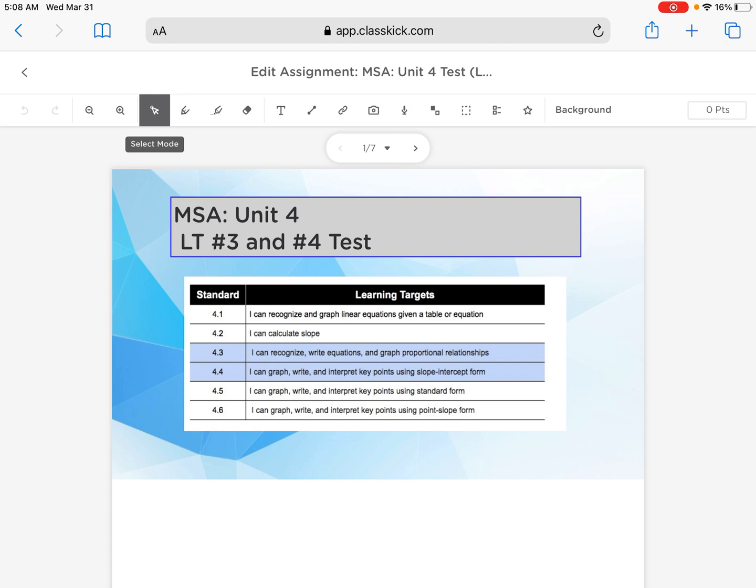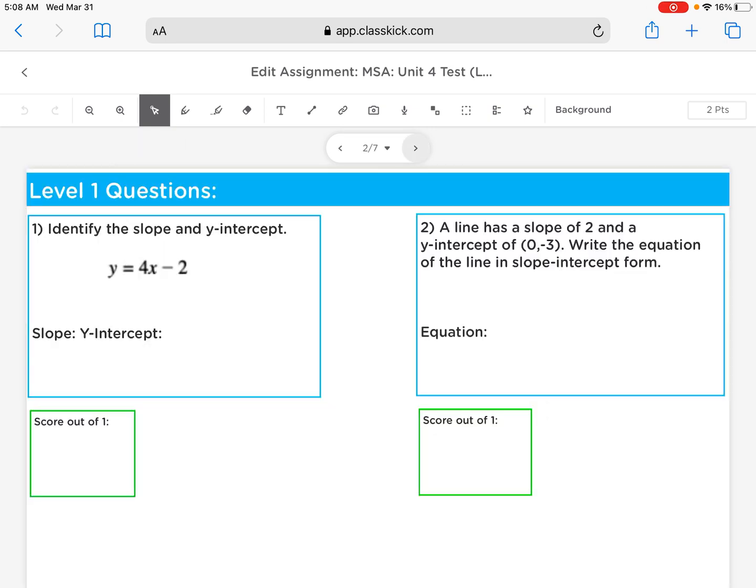Okay, here we go. First one. This is in Classkick, but these are the same exact questions, so just follow along. So number 1, 2, all the way to 7, and fix what you need to.